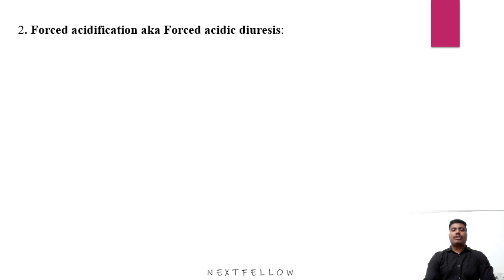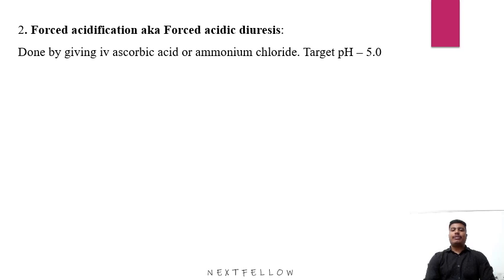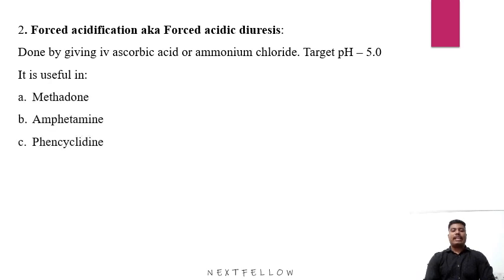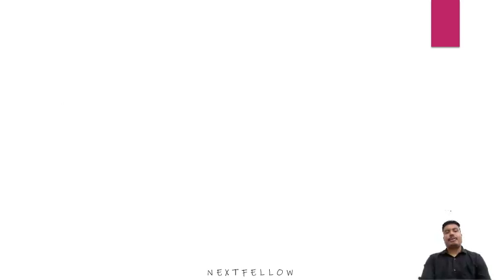Now the second procedure is forced acidification, also known as forced acidic diuresis. It is done by giving intravenous ascorbic acid or ammonium chloride. The target pH in this is 5.0. The mechanism is the same as alkalinization. It is useful in methadone, amphetamine, phencyclidine, cocaine, quinine, strychnine and nicotine poisoning. Okay. The third option is hemodialysis.